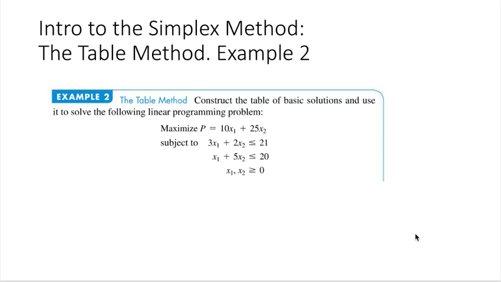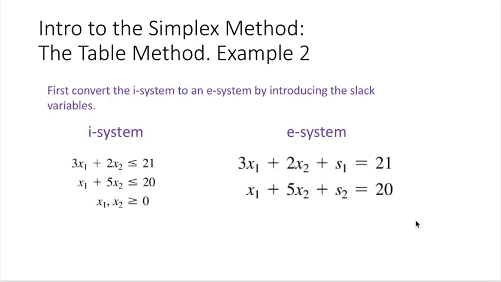So what we're asked to do is maximize this objective function p subject to these constraints. Remember, these have to be not negative. X1 and X2 have to be not negative, and our constraints have to be less than or equal to a constant. So the first step is to convert the system from an I system to an E system. Remember, to do that, we introduce two slack variables, S1 and S2.